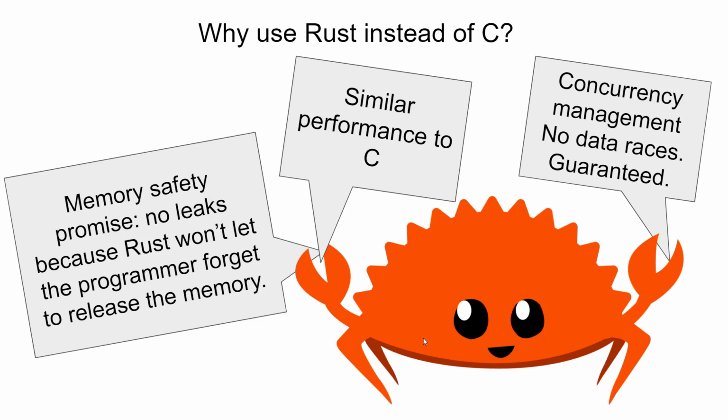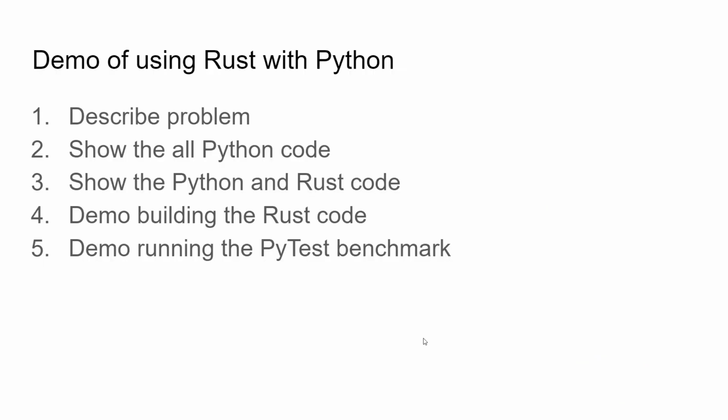To illustrate using PyO3 and how it is able to do the interfacing in a clean manner between Python and Rust, we're going to show a couple of demos. For the demo, I'm going to describe the problem, show the Python code, and then we'll be building the Rust code and running it, and also running it against the benchmark using PyTest.